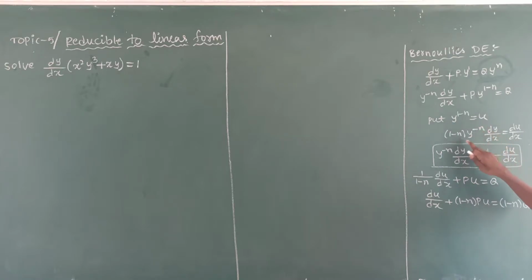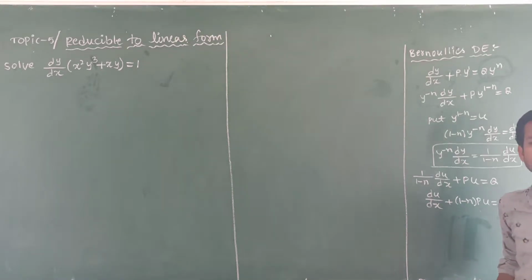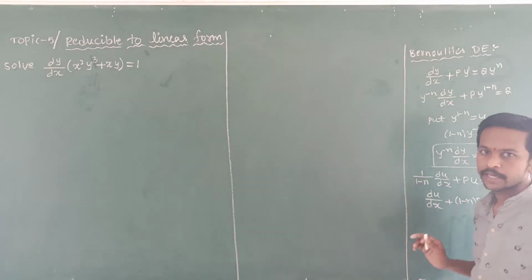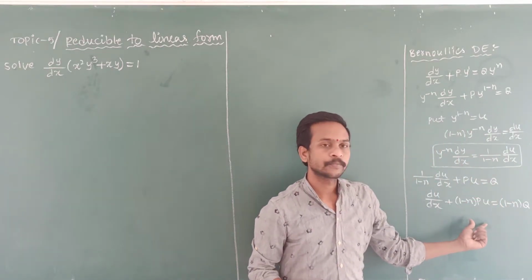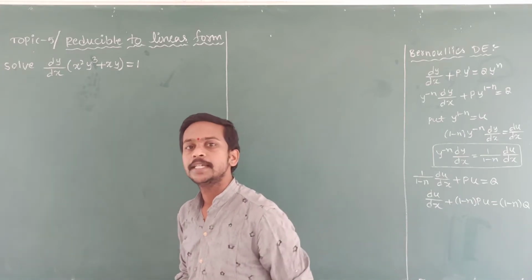Then we differentiate on both sides, and after that we substitute all the values again. Then you will get the required differential equation, that is a linear form. This means we converted a Bernoulli's differential equation into a linear differential equation. After this, you have to proceed like the previous method: finding the integrating factor, y into integrating factor is equal to integration of q into integrating factor plus c. That is the process. After completing this, we proceed like the method we did yesterday.